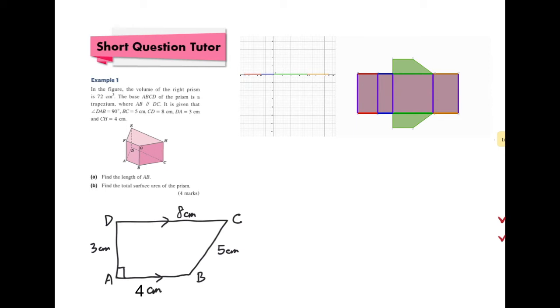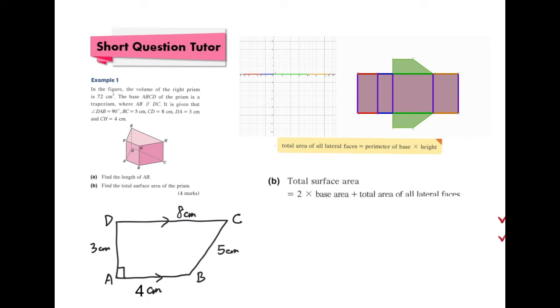Let's start the calculation. The total surface area is equal to 2 times the base area plus the total area of all lateral faces. 1/2 of the sum of 8 and 4, then times 3, is the area of one trapezium. Now we have 2 trapeziums, so we multiply by 2.